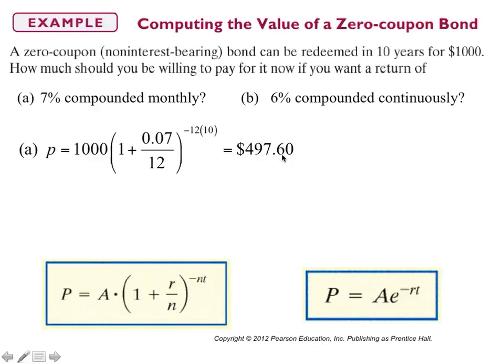$497.60. So that means that you should be willing to pay $497.60 today if in 10 years it can be redeemed for $1,000 if you want to be earning 7% interest compounded monthly.